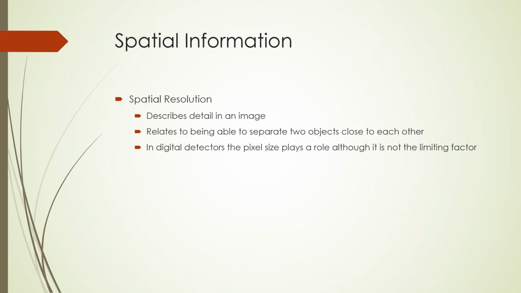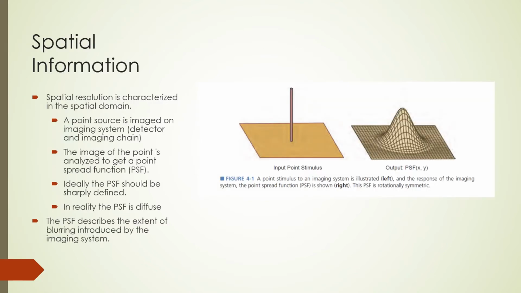Spatial resolution is affected by the imaging system. In digital detectors, the pixel size plays a role, although it is not the limiting factor or only factor. In functional MRI, spatial resolution means the ability to locate a specific foci of activation with millimeter precision. Let's learn about how spatial information is characterized and analyzed in an imaging system.